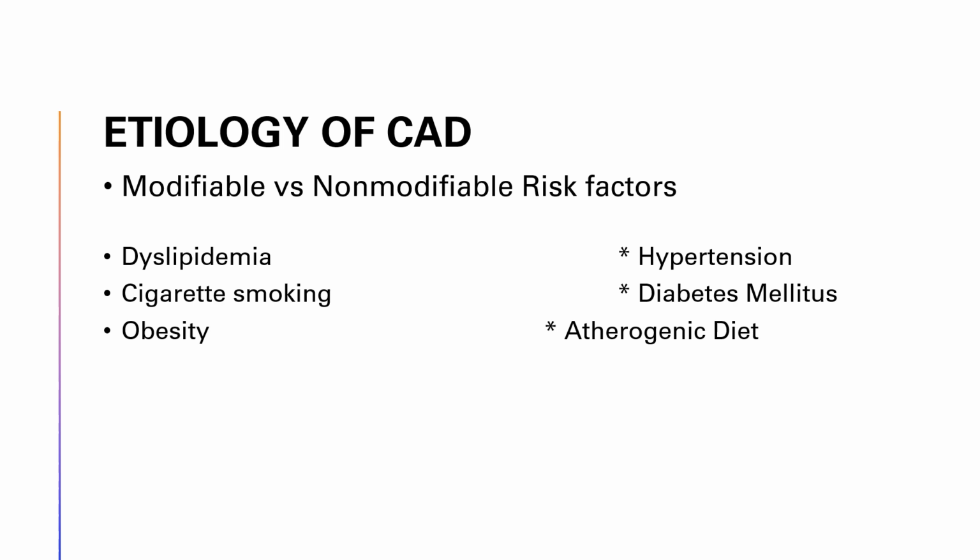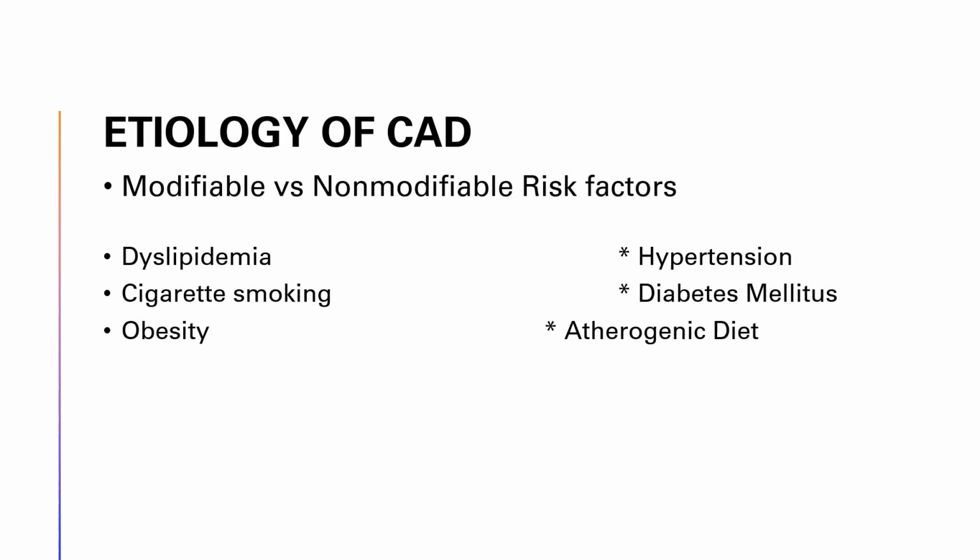So what is the etiology of coronary artery disease? We have different modifiable versus non-modifiable risk factors that I want to talk about very briefly. Modifiable risk factors are health-related factors that can be changed through lifestyle changes, such as diet or exercise, to reduce the likelihood of an illness occurring. Non-modifiable risk factors are risk factors that cannot be changed through any intervention. This includes our age, gender, genetics, and race.